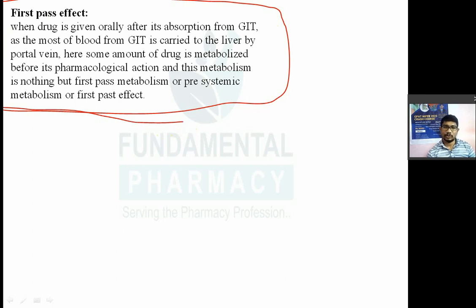If the drug is highly lipid soluble, if it belongs to class 1 drug, there is metabolism of that drug in the liver before going to the systemic circulation or before showing its pharmacological action. This metabolism is known as first pass metabolism or pre-systemic metabolism, and that's why it decreases the bioavailability. Those drugs which undergo first pass effect will have less bioavailability.